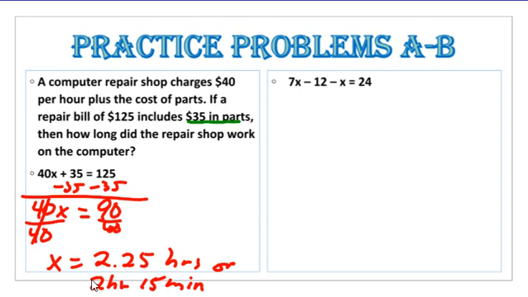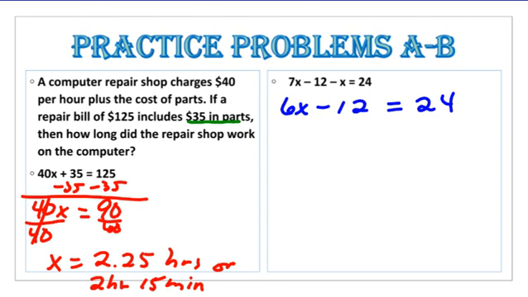And this next one here. Here you can see we have two x's on one side. So we need to combine those first. So 7x minus 1x is 6x. Then we have our minus 12 equals 24. Just remember when we add like terms, always use the sign that's in front of each term.